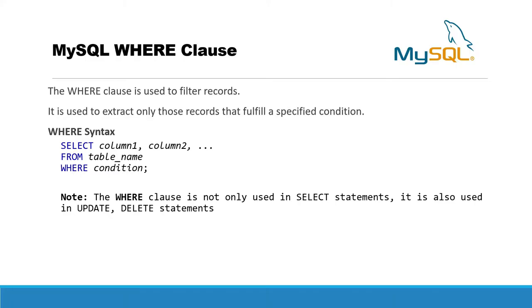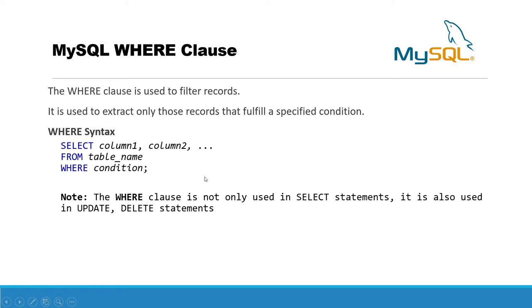So when to use a where clause? It is basically used to filter records. It is used to extract only those records that fulfill a specified condition. As far as where clause syntax is concerned, you have to use something like this. When you use where clause in select, then list the columns you are interested in selecting. If you are interested in selecting all the columns, then instead of giving the column names comma separated, you can give the asterisk or star, so that you can select all the columns from the table. And in the where clause you can put the condition.